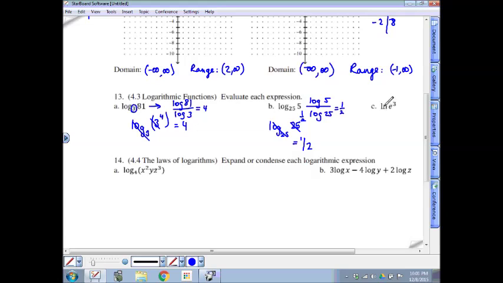Now part C here, natural log, remember, is just a normal logarithm that has a base of e. It's just not written. So if this natural log has a base of e and this exponential term has a base of e, then the natural log and the base e just cancel each other out. And the answer is 3. Not much work there.